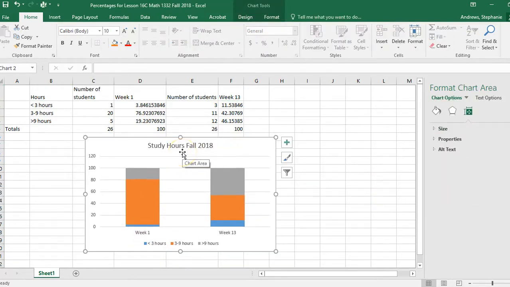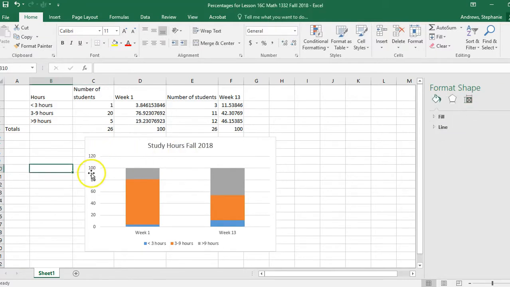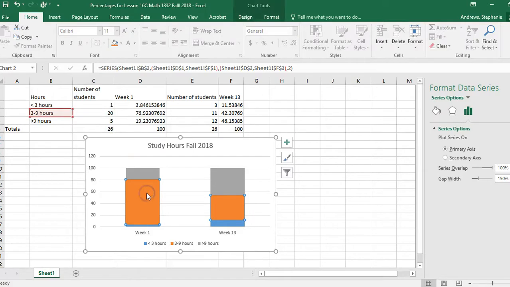I typed in the title, Study Hours for Fall of 2018, and it does go up to 100%, and you see our stacked columns. So week 1 was very small on less than 3, and it grew a little bit. So some of the people in the higher hours went down here to the lower hours. We have a very large middle, which is represented up here by this 20 hours on week 1.